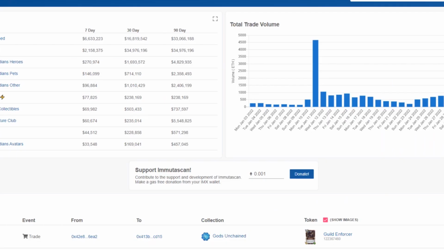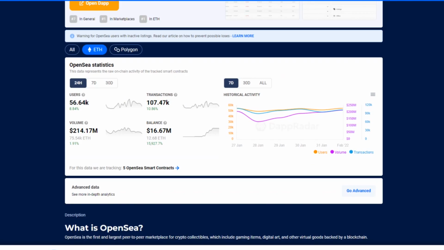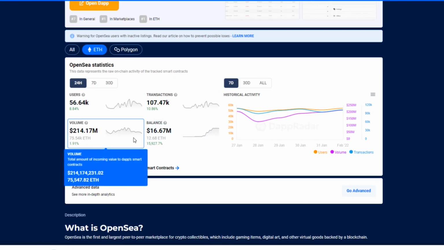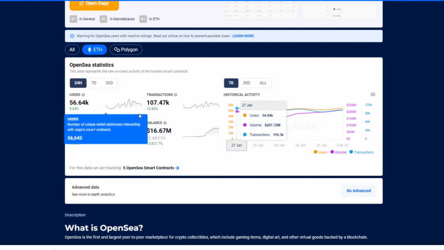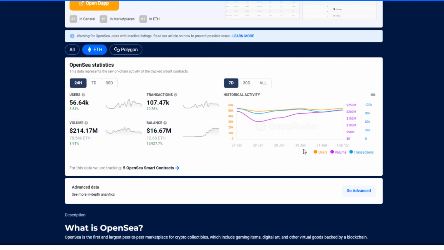Once IMX integration happens on OpenSea, we are going to capture a portion of this liquidity. We are going to see a rising tide that raises all ships, ships being the NFTs, or at least the good ones that are built on the platform. That is the takeaway here.